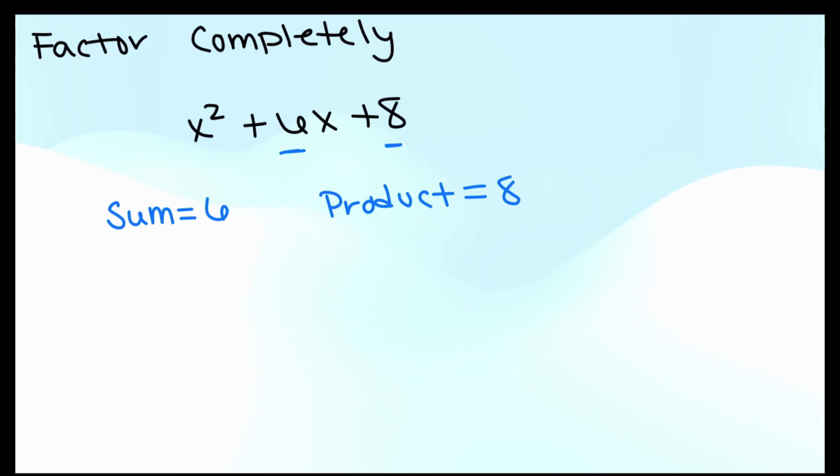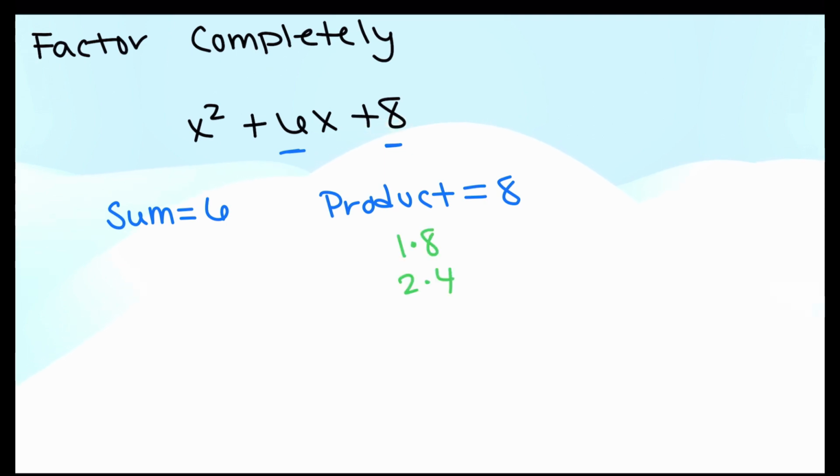So what I'm going to do is I'm going to try to find two numbers that have a sum of the middle number, that add up to the middle number, and a product or multiply to the last number. So I want to find two numbers with a sum of 6 and a product of 8. And the way to do that is to start with the product and just make a list of all the different factors of 8. How can you multiply numbers together to get 8?